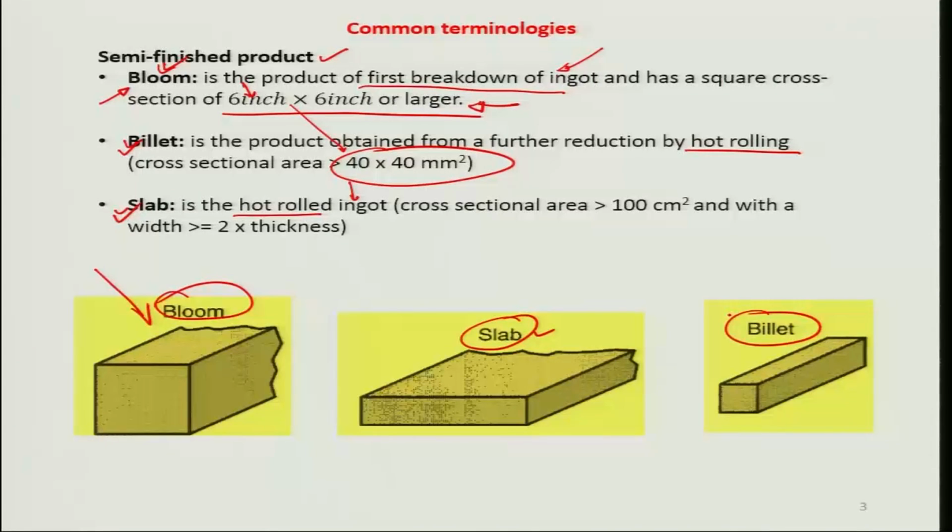A slab is typically one where the cross-sectional area is greater than 100 square centimeters and the width is greater than or equal to twice the thickness. So at least twice the thickness is what the width should be for a shape to be called a slab. So you can have these various products, bloom, billet and slab, out of forming processes as the first shaping which happens to the casting ingots.